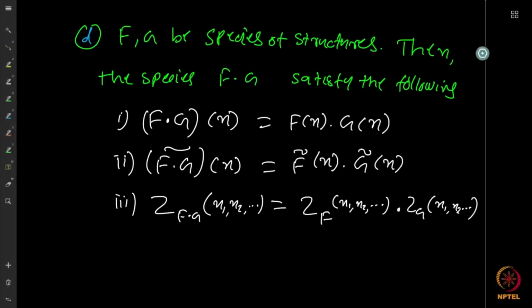And the fourth part is to show the following, that suppose F and G are species of structures, then the species F · G satisfies the following, that is the exponential generating function of F · G of X is the product of the exponential generating functions of F and G, that is F of X times G of X. Similarly, for the ordinary generating function for the isomorphism type structures, (F · G) tilde of X is equal to F tilde of X times G tilde of X. And the cycle index series Z of F · G of X1, X2, etc., infinitely many variables, is the product of the corresponding cycle index series for F and G. Okay, so these are the questions.